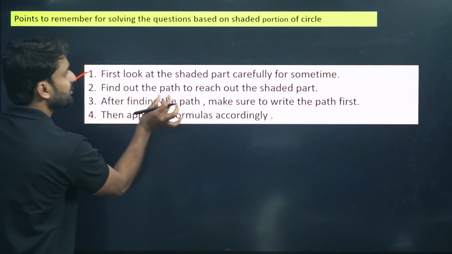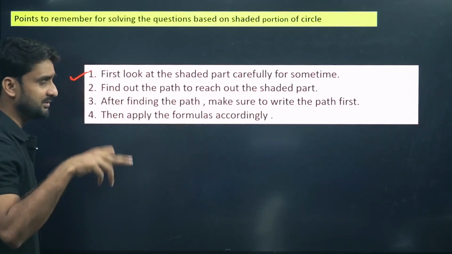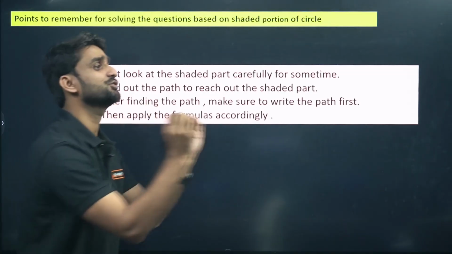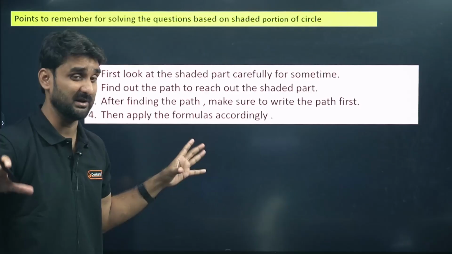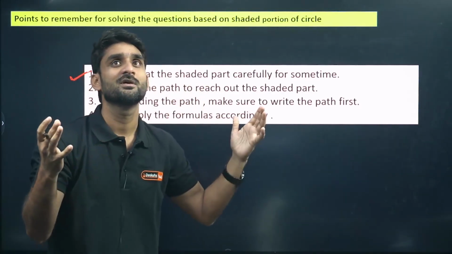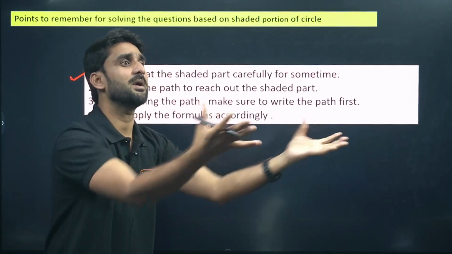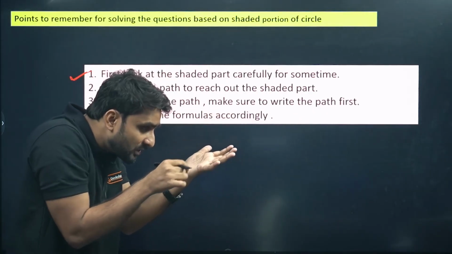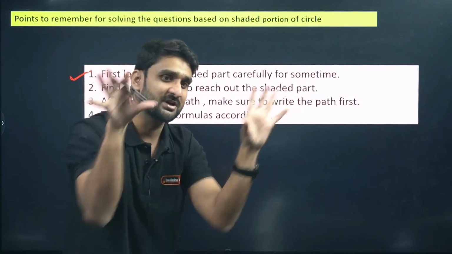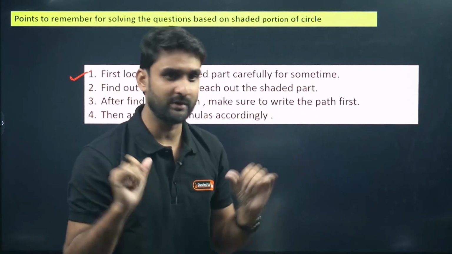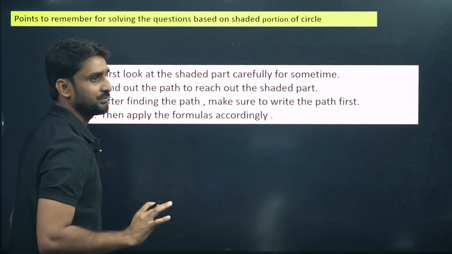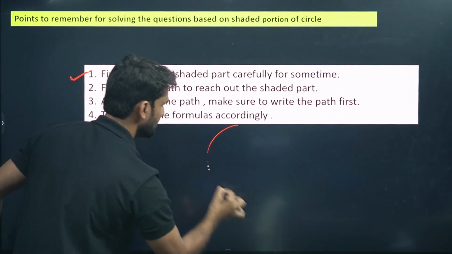Second point, find the path to reach the shaded part. I have already told you, you have to find the path, how you can reach the shaded part, because the diagram will be very complex. So many designs will be there, and you will be confused about how to tackle the question. So you have to find the way to reach the shaded part. This is very important, right? Third point, after finding the path, make sure to write the path first. I am giving you an example, like this is a circle.